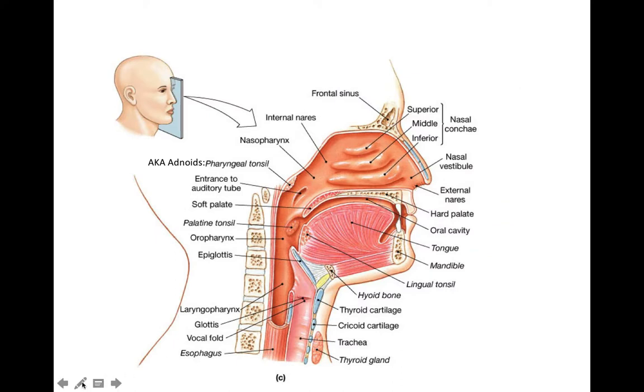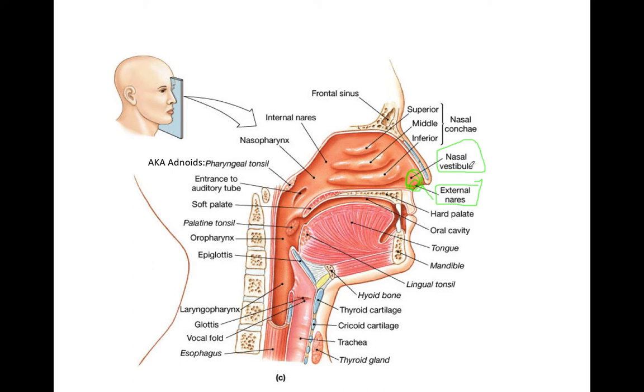So on this picture, I'm going to get green here. We're going to have our air come in through our external nares. External nares is a fancy term for nostrils. They're going to bring the air in to the first portion of our air passageway, which is going to be the nasal vestibule. So the nasal vestibule is this entrance into our nasal passageways. Anything that ends in vestibule just means it's a passageway.